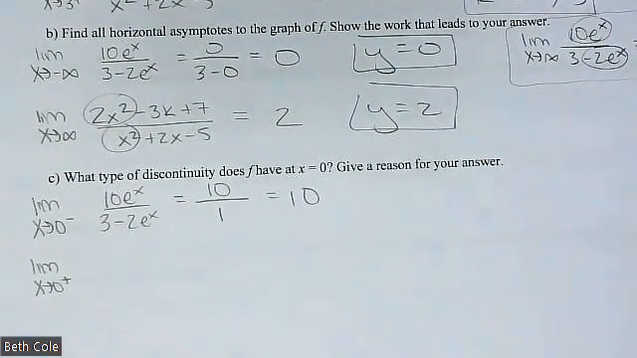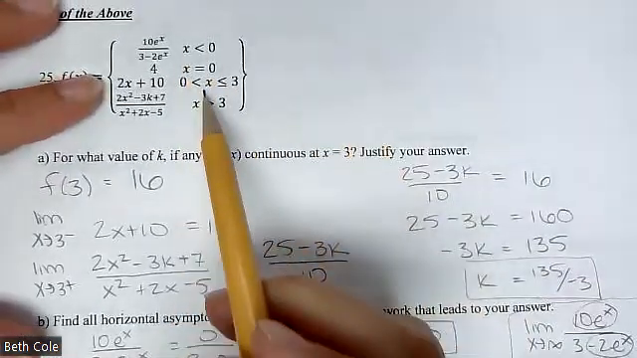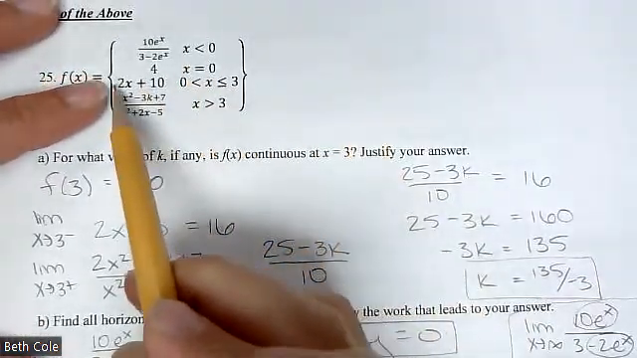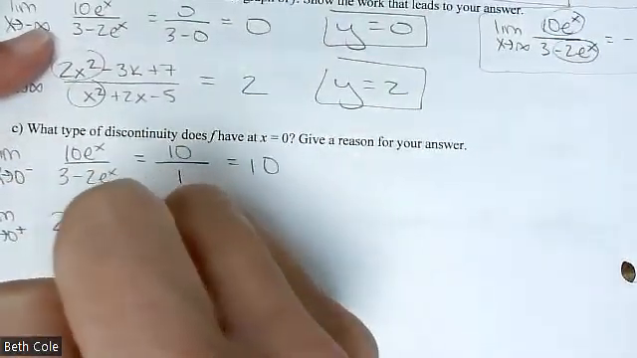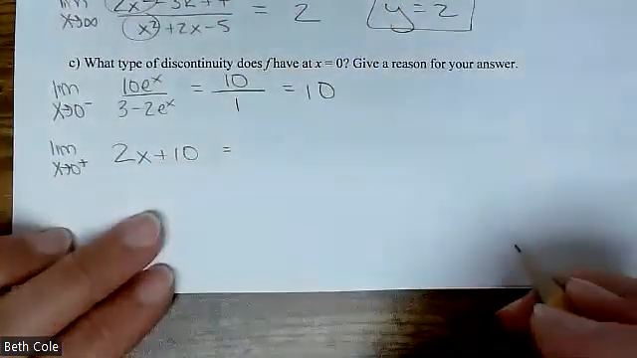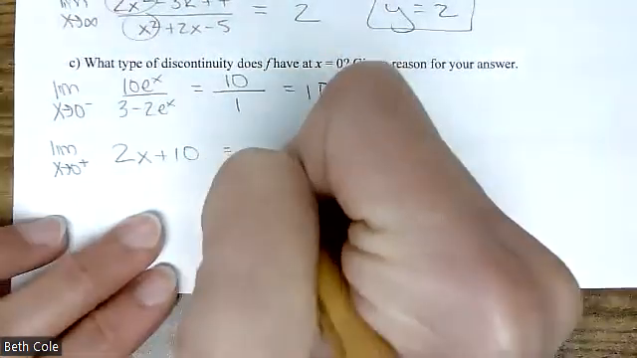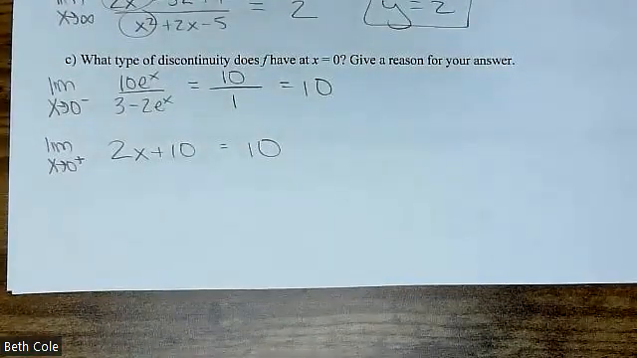Which piece of the function will you use for 0 from the right? The 2x plus 10? You seen that? Okay. I know we're all tired. I'm hungry. 2x plus 10. If you plug in 0 to that, it's 10. Oh my gosh. The left went to 10 and the right went to 10. That means we have a limit, both sides going to 10.